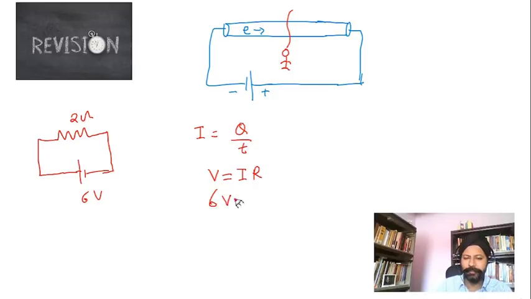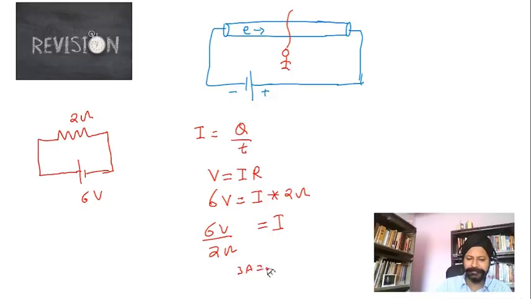So 6 volts is equal to some unknown current multiplied by the resistance. Resistance is 2 ohms. So you can always calculate the current in the circuit. This is 6 volts by 2 ohms. Volts per ohm is amperes. So 3 amperes of current goes through the circuit. This is something you really have to know by now before you start going through the combination of resistors.